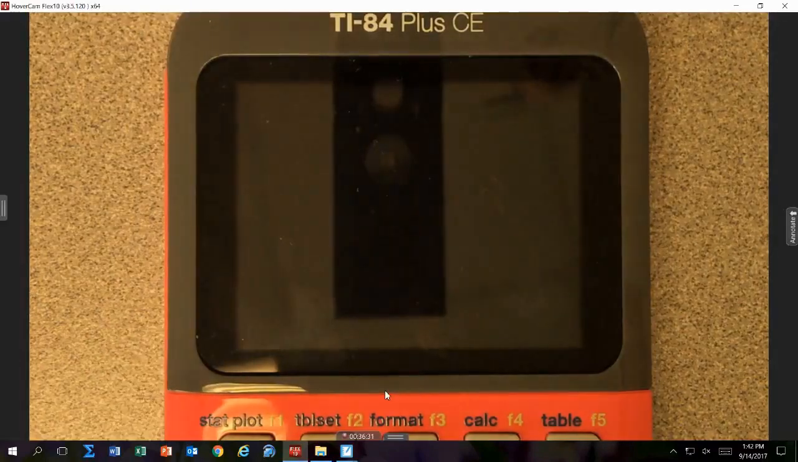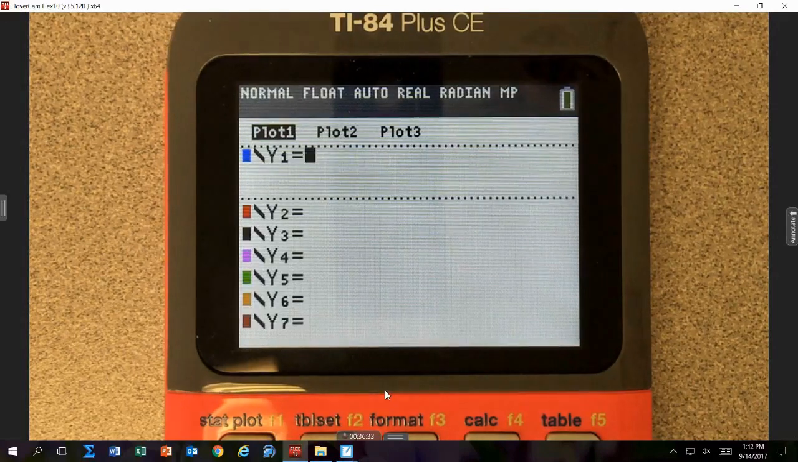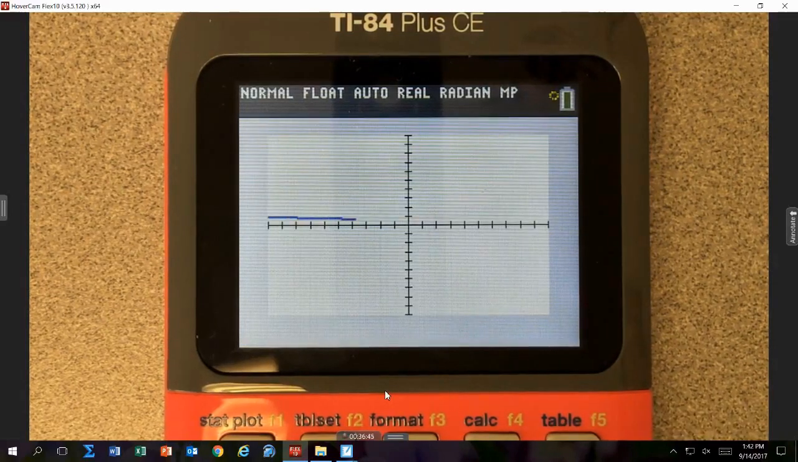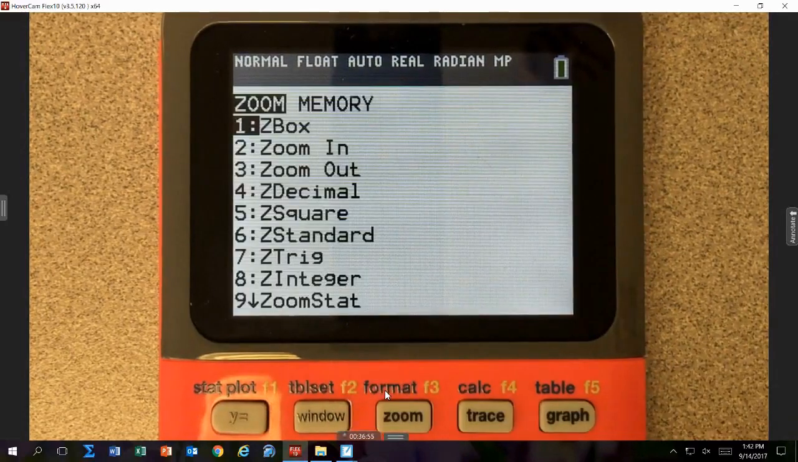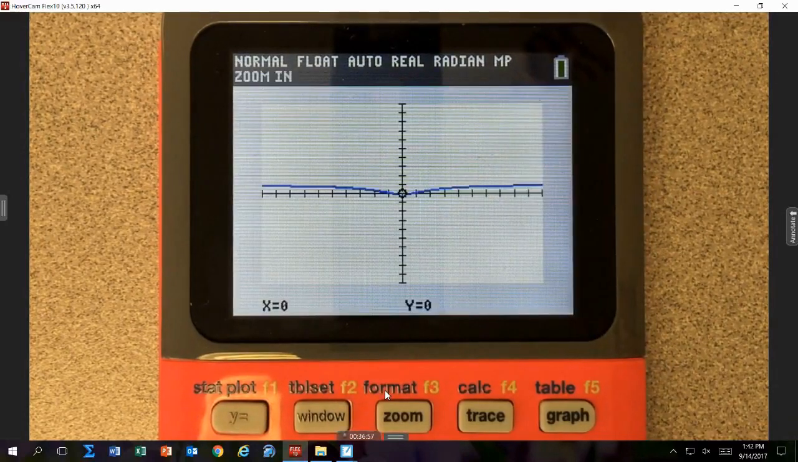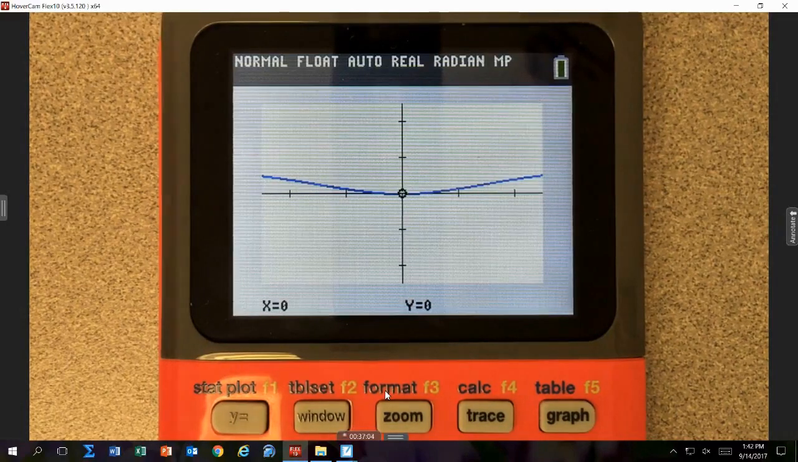All right, y equals, we've got x squared divided by x squared plus 6. Right, that's what it was, right? So it looks like this. It's kind of weird. If you want to see what it looks like a little bit more closely, you can always zoom. You hit the zoom button, and you want to zoom in maybe on the point 0, 0. Looks something like that.